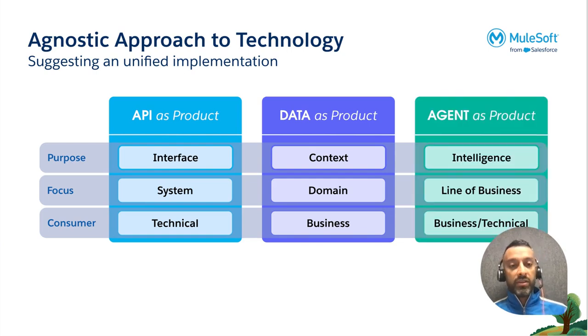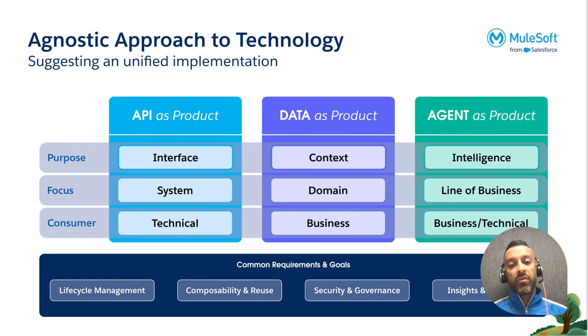And now with the agents, it's not different. It's more intelligence based. Line of business teams will be the focus, and any type of user will be the consumer, business and technical. The cool thing about this is we have already gone through all this, right? So we have the common understanding, the requirements, the goals, lifecycle management, reusability, composability, security, governance, insight, and analytics. All this is something we have done for APIs, we have done for data, and we are going to do it for agents in the same manner, from the learnings we had.